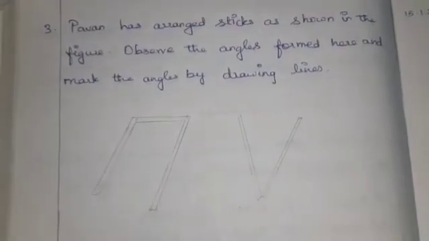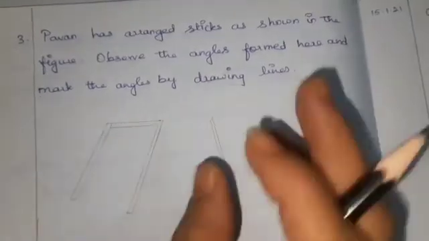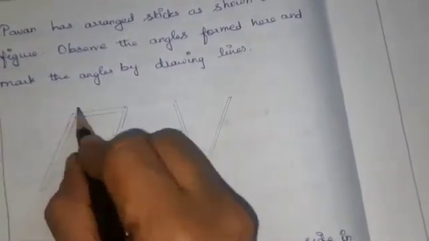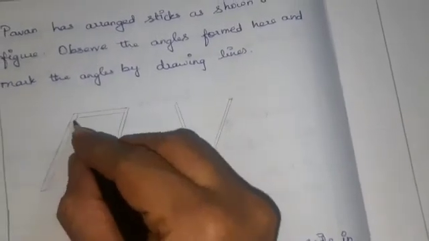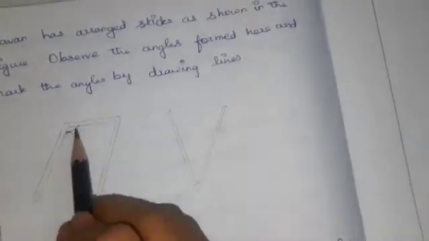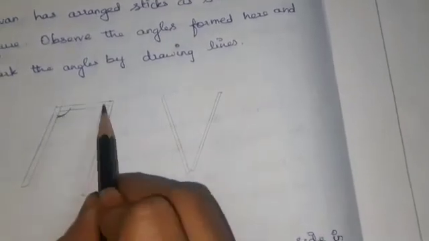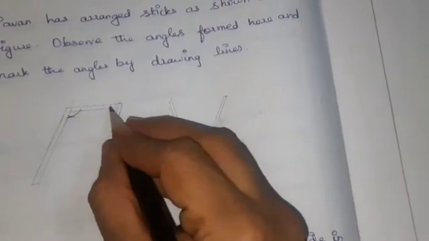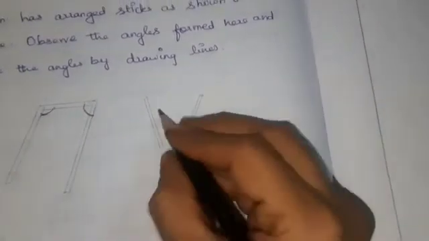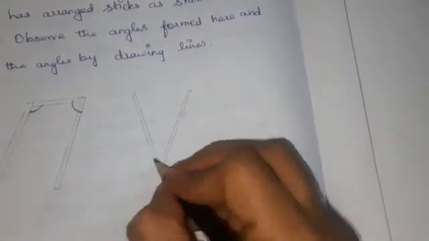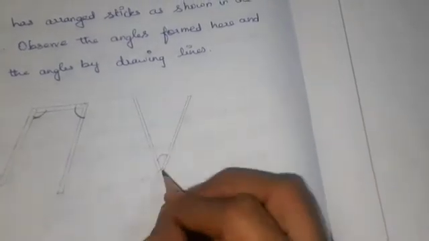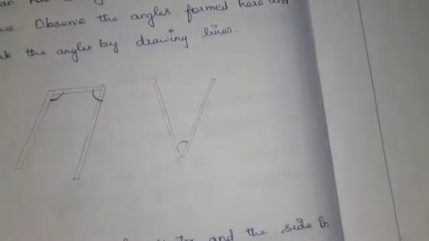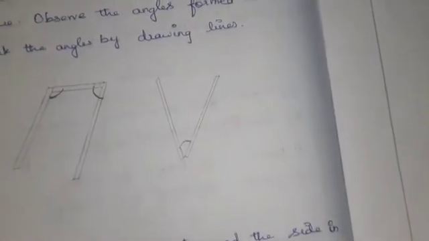So what is actually an angle? When two lines intersect at a common point, an angle is formed. See here, this is a line and this is a line. This intersects at a common point and here an angle is formed. Similarly, this is a line and this is one more line. Here an angle is formed. For the shape V, see here the two lines intersect at the common point and here an angle is formed. The next two you are going to solve it, students.